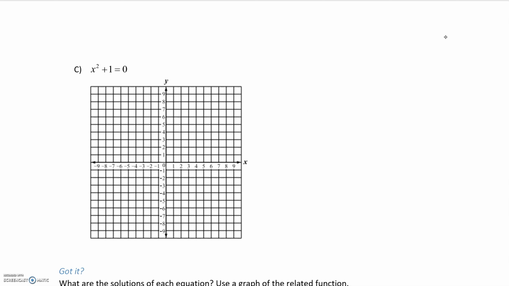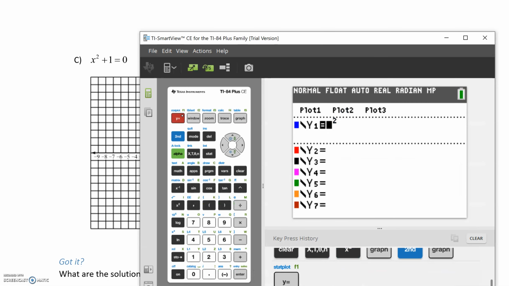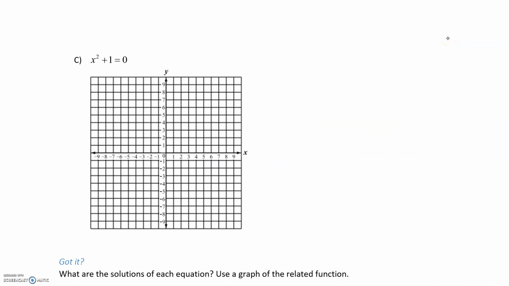And if we go down to this last one, we have x squared plus 1. If we graph it, we notice that it doesn't hit the x-axis at all. So our parabola should be graphed just 1 up from the last one that we did because it says +1. Okay. And since it didn't hit the x-axis at all, there are no solutions. Okay.